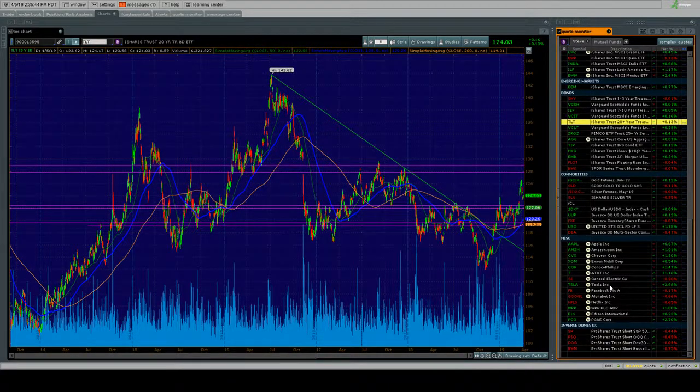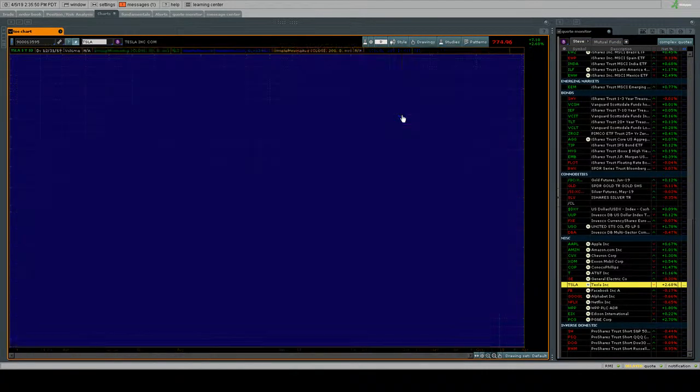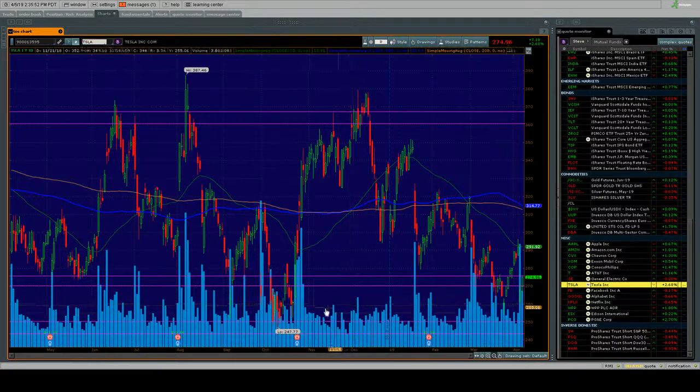I don't like to always look at individual stocks, but Tesla's pretty interesting. A lot of people are interested in what's going on with this company, but from a charting standpoint, it's pretty interesting.